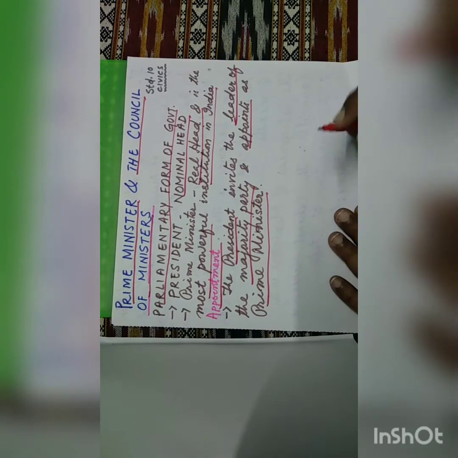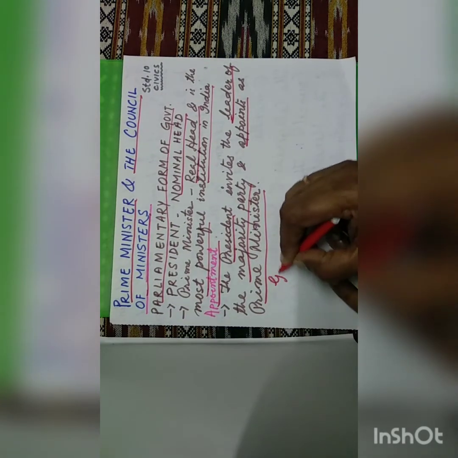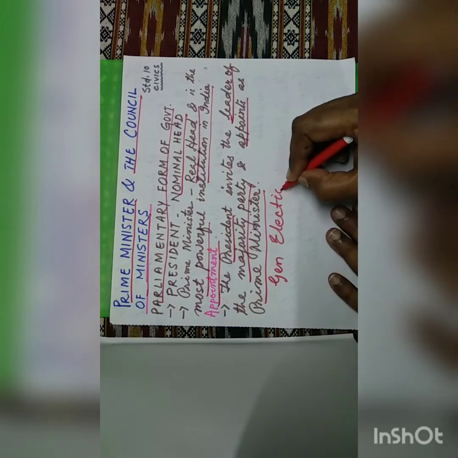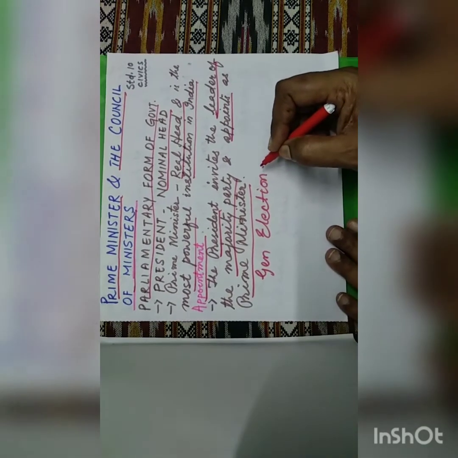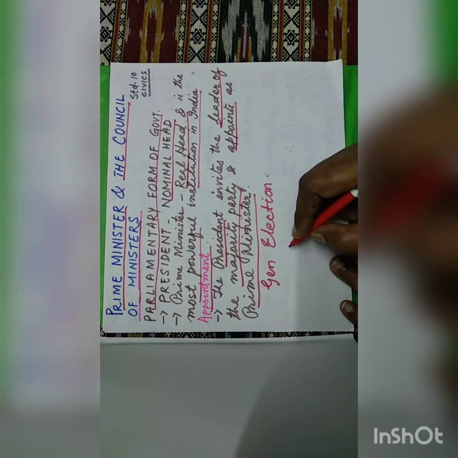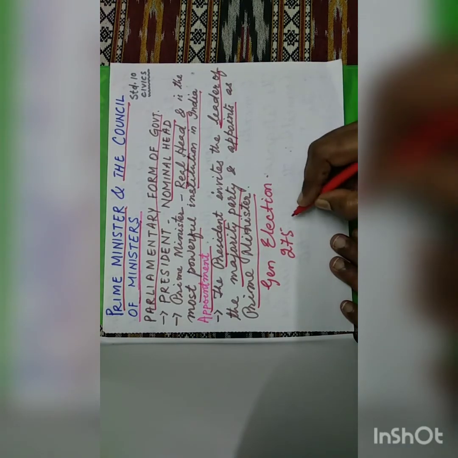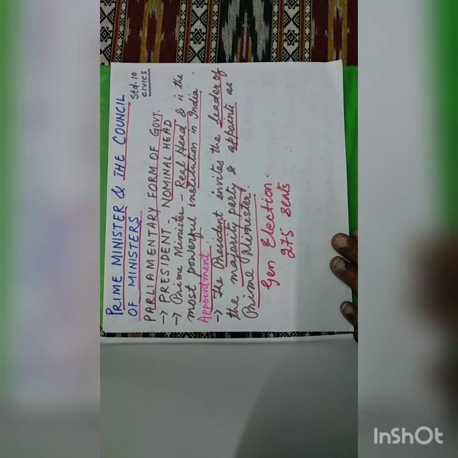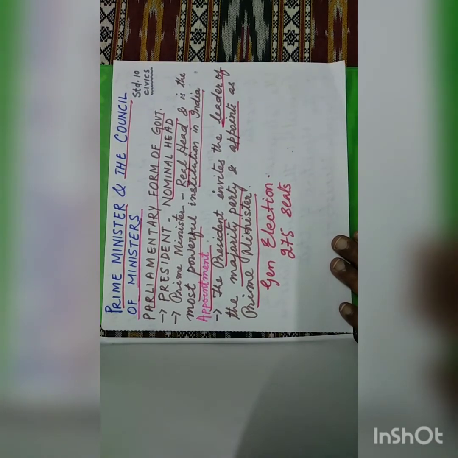For example, after the general elections, if a certain party gets a number of seats, for example, 275 seats, such a party can be called by the President to show the leader, and the leader of such party is appointed as the Prime Minister.